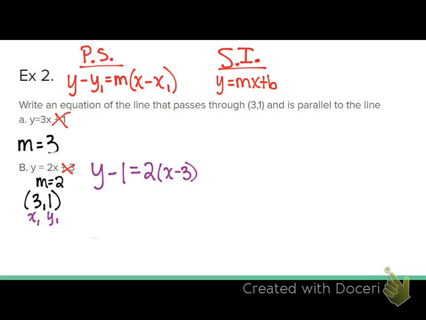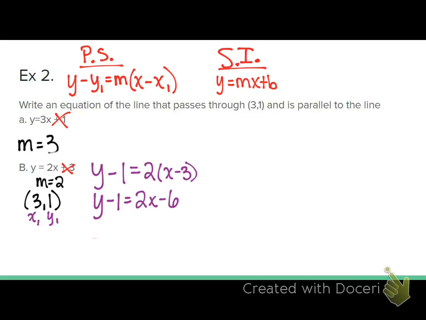All we did was take our point slope form, which is right here for us, and we plugged in the y1 from the point, our m that we identified, and the x1 from our point. That's all we did here. Plug in 3 numbers. After we plug in those 3 numbers, then we have to distribute. Y minus 1 equals?